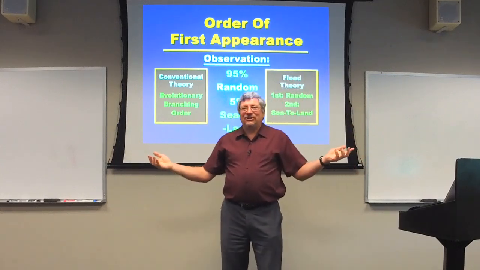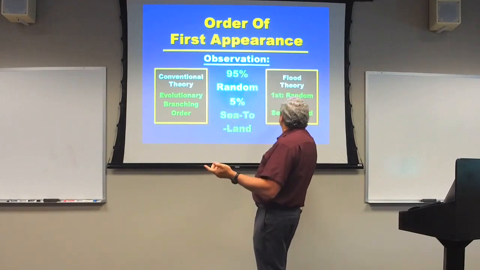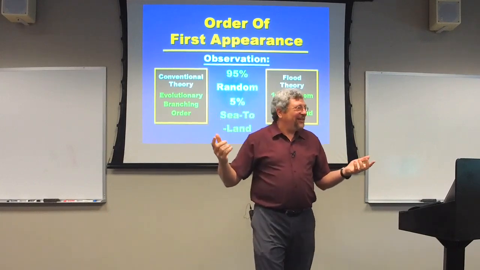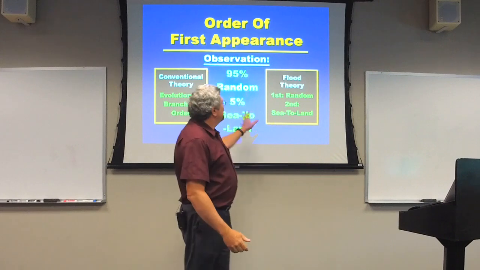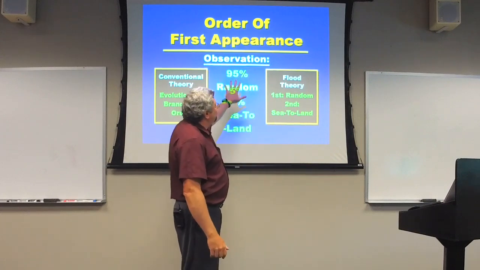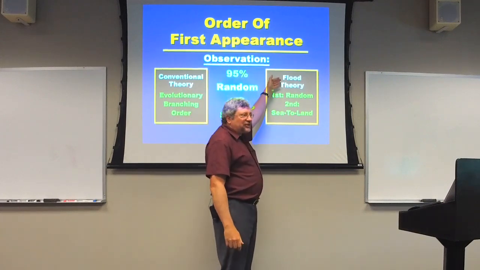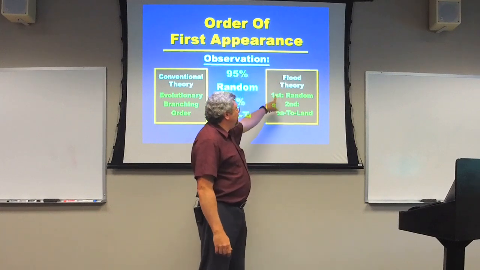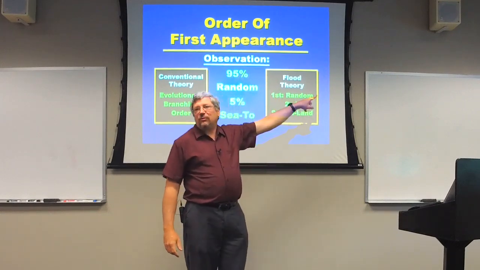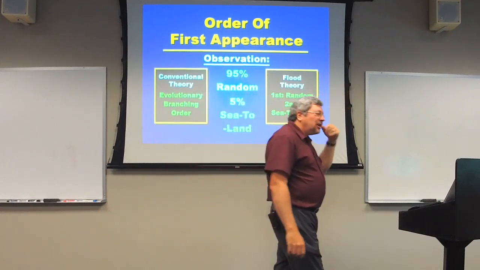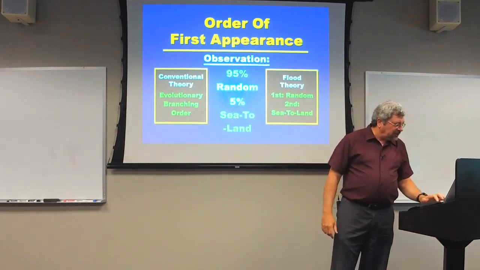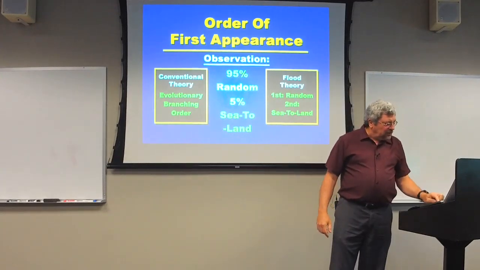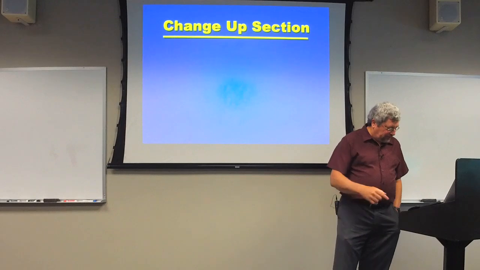So it might actually be not evolution, but the flood. In any case, the general order of first appearance of organisms in the fossil record, of higher taxa, is at a first order approximation random with respect to evolution, and at a second order it is a sea to land transition, exactly what the Flood would predict.